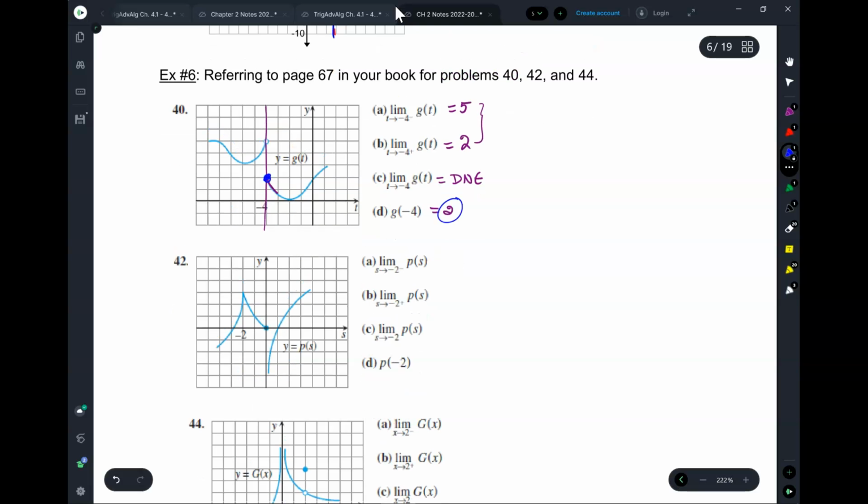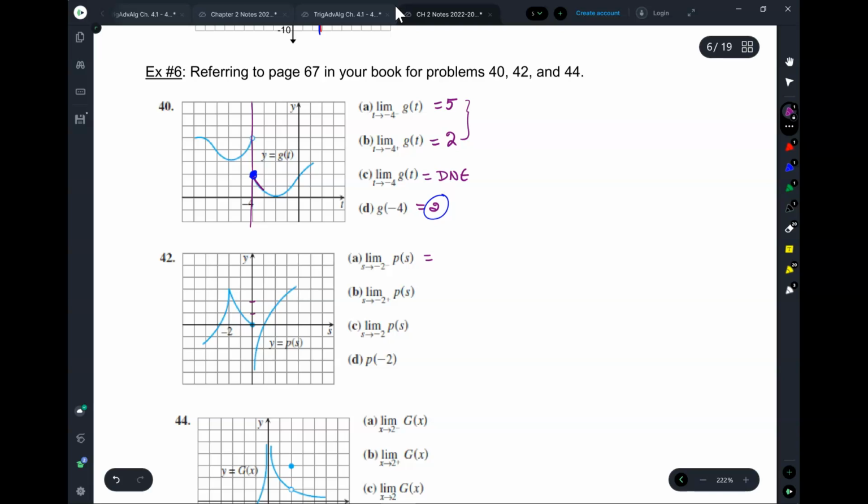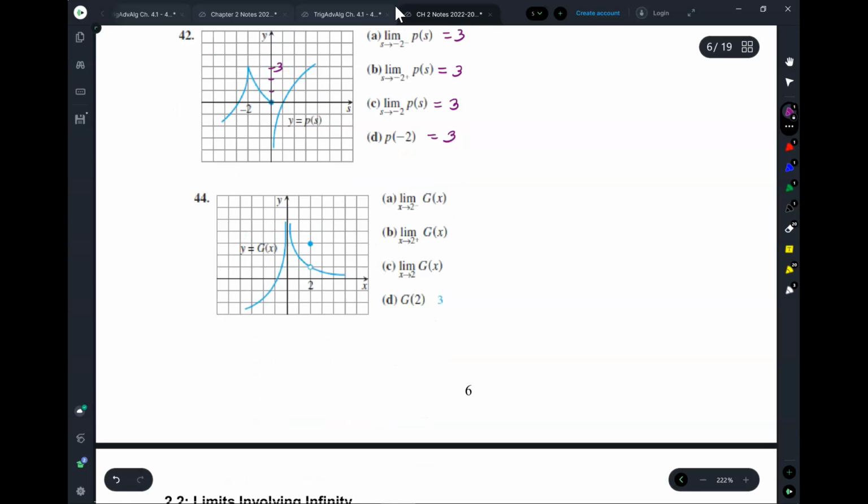Next one. The limit as x approaches -2 from the minus side. How much is it? 3. From the positive side? 3. So the limit as x approaches -2? 3. And p of -2? 3. Okay? They can all be the same. They can all be different. It doesn't matter. One cannot exist.